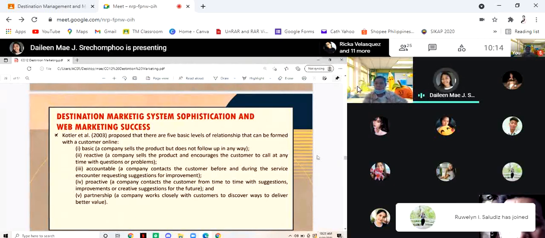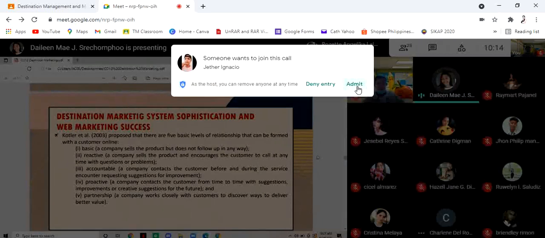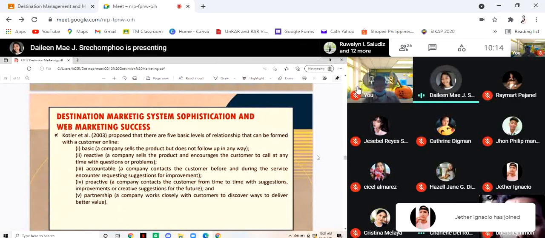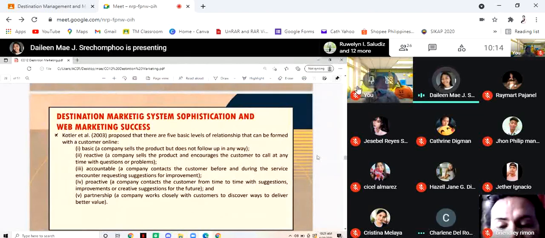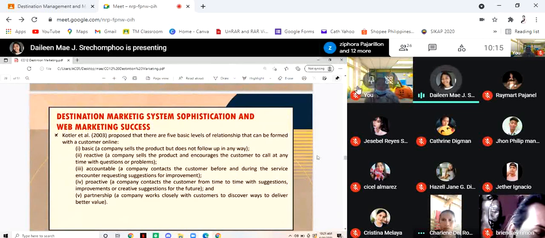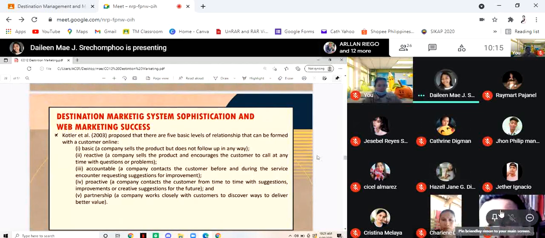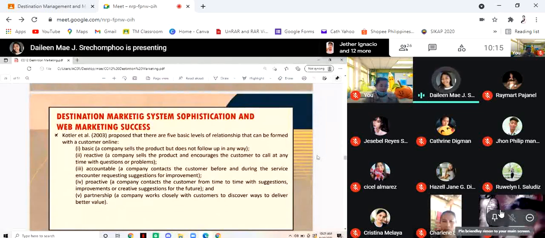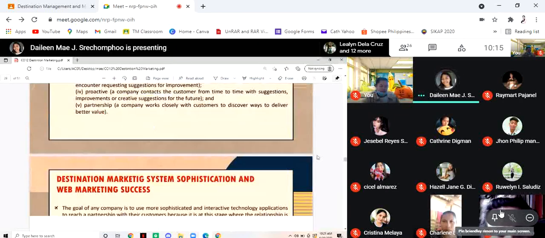Dito naman, hindi siya before and during, but time to time. Yung parang nag-update lang siya kung meron kang gustong ibigay na suggestion, improvements, or other things pa regarding dun sa kanilang binibigay na product. Partnership, a company works closely with customers to discover ways to deliver better value. So dito naman, hands-on, parang yung relationship na meron sila. Kailangan ay magkasama ang consumer or customer at yung company para mag-work sila closely para makadiscover pa ng mas maayos na way para mabigay dun sa product value.